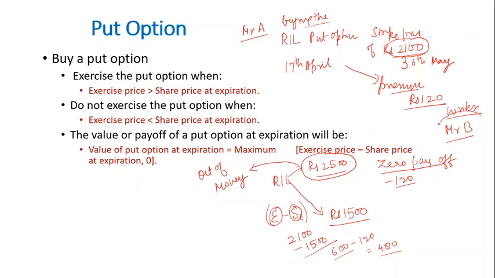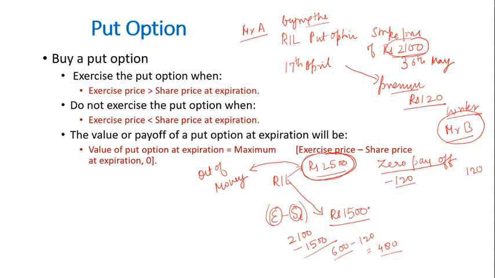Whereas Mr. B, if the Reliance stock goes up, Mr. A will not exercise the put option, and therefore Mr. B will end up getting the premium.